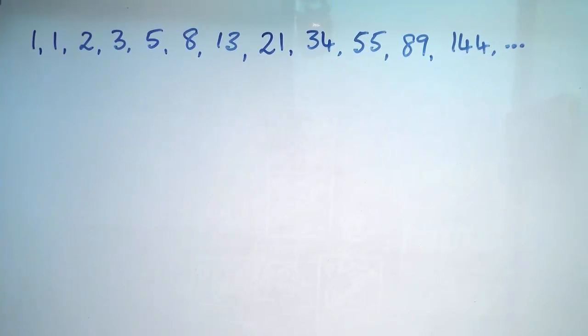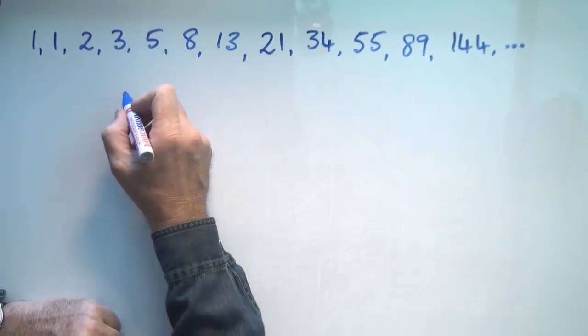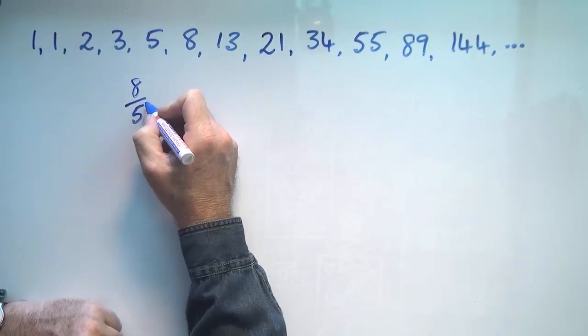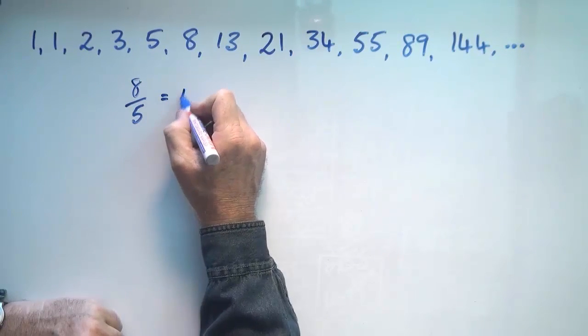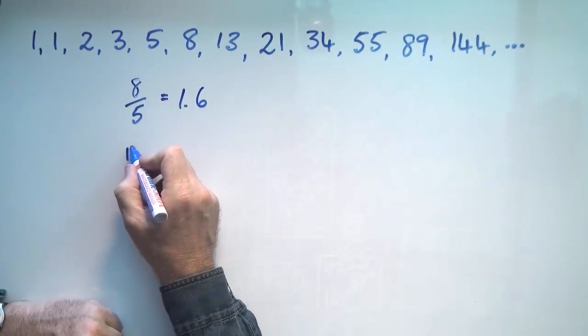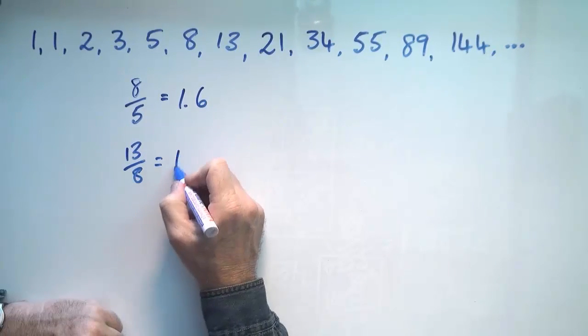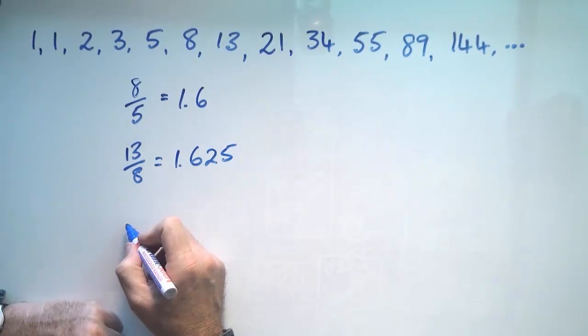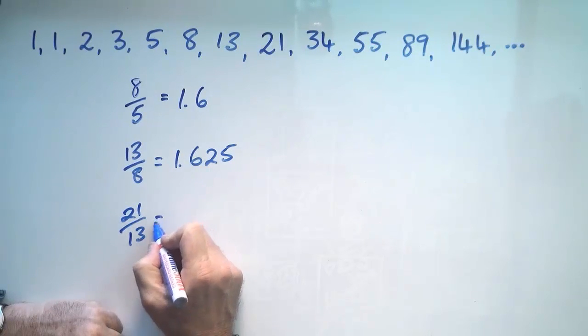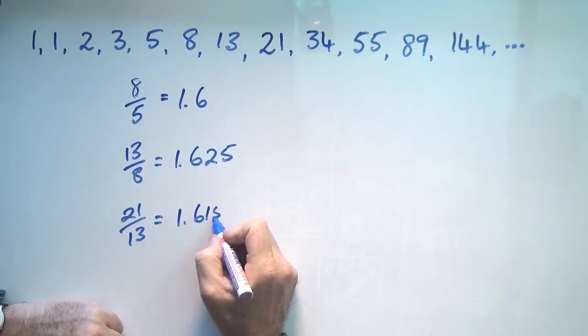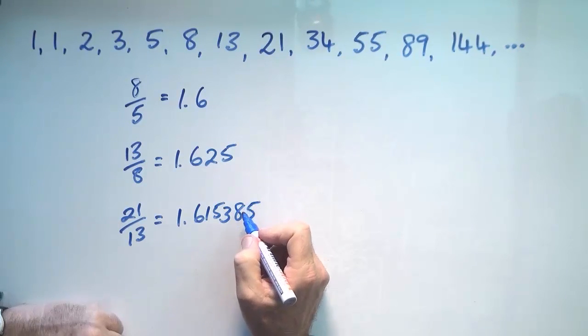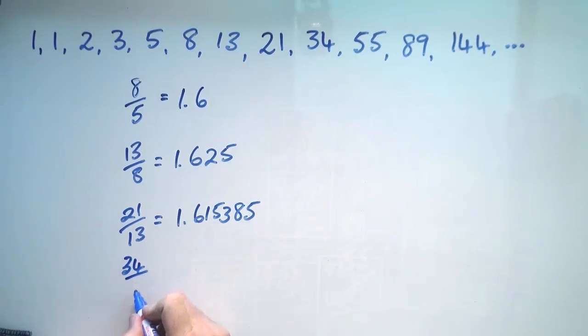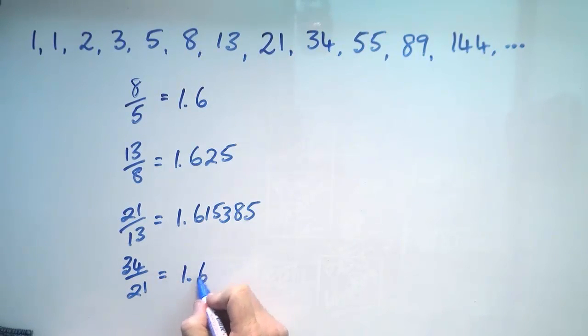Now I'm going to do an exercise that's on page 2 of the worksheet in the column on the left-hand side. I'm going to divide a Fibonacci number by its preceding member. So say I divide 8 by 5, I get 1.6. 13 by 8, I get 1.625. 21 by 13, I get 1.615385. 34 by 21 is 1.619048.